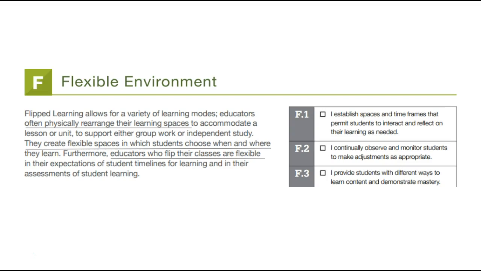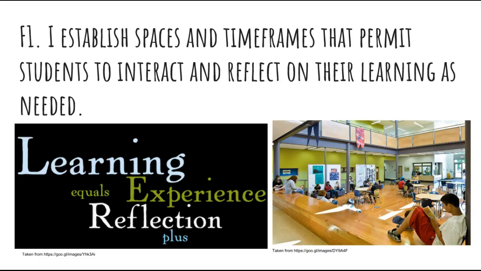So the indicators of Flip Learning, we have different number of indicators for each pillar. For flexible environment, we have 3. First is I establish spaces and time frames that permit students to interact and reflect on their learning as needed. Then we have I continually observe and monitor students to make adjustments as appropriate. And then we have I provide students with different ways to learn content and demonstrate mastery. So let's see each one in detail.